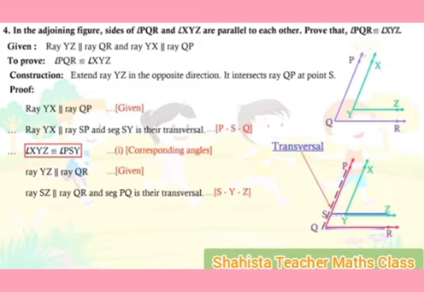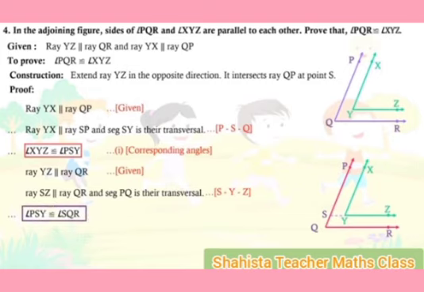We will put here S hyphen Y hyphen Z. This dash represents a hyphen. So S hyphen Y hyphen Z, they are transversal. So the measure of angle PSY is congruent to angle SQR. Angle PSY is congruent to angle SQR.